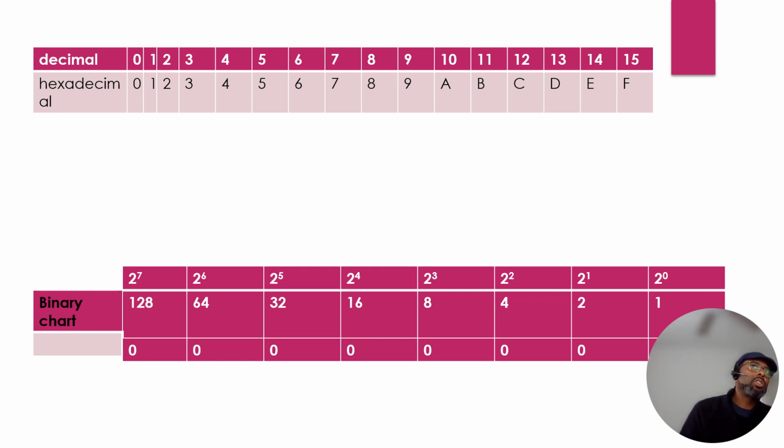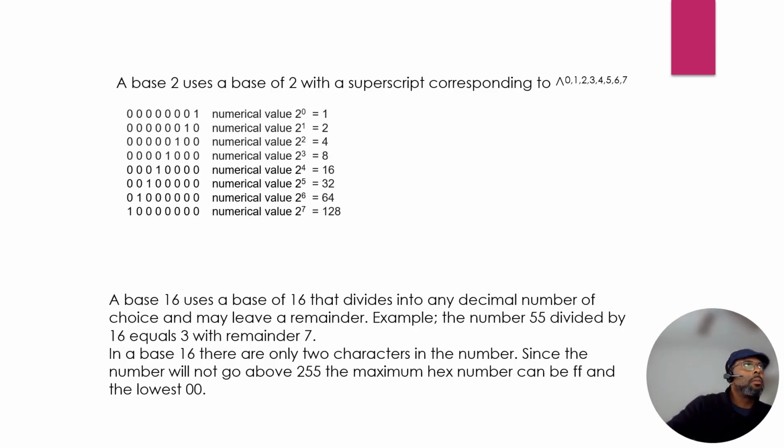Just below that, the binary chart shows the base 2 numbers from the power of 0 to the power of 7. Keep this chart in mind, as it's the easiest way to learn binary. The zeros at the bottom are used to calculate the binary numbers when the bits are turned on, meaning set to 1 instead of set to 0. Again, base 2 uses a base of 2 with the superscript corresponding to 0 through 7.